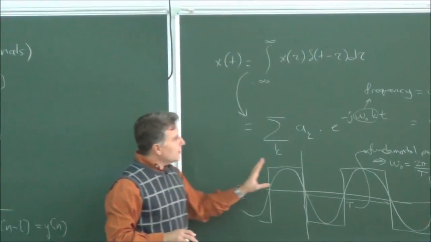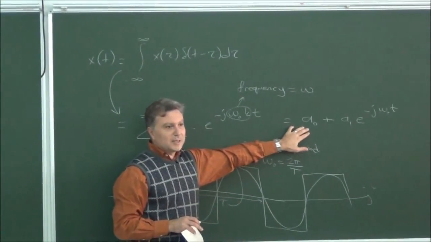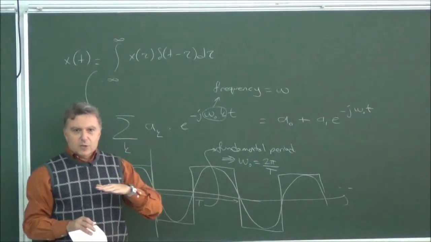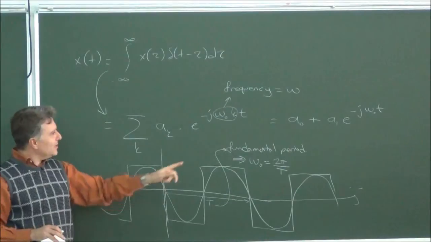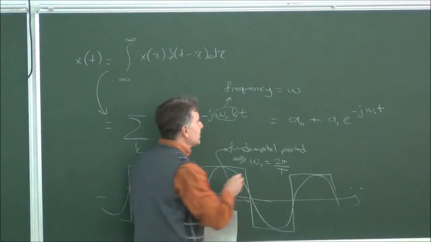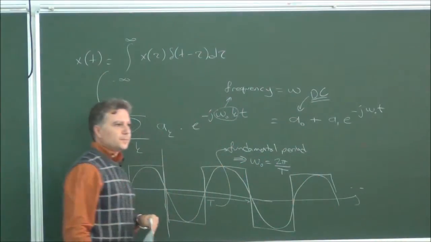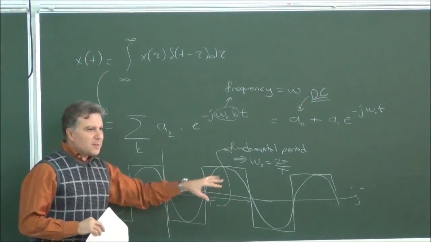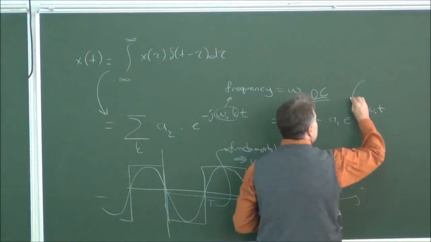If this is our x, what can you say about A0? No. A0 is, as you see, a number. And there is no sinusoid associated with that, because that sinusoid has 0 frequency. So that's the DC value. It's the average DC value. This is the DC component. All right? The next one is the first harmonic. That's the name. This is the first harmonic.